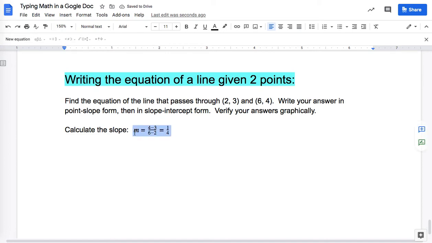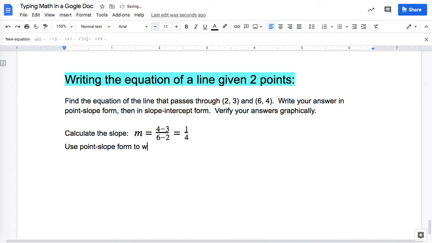If you want to make this larger, you can of course highlight it and increase that. So you've got that. Let's go back to the 11 that I had here, so it's not quite so pronounced. And we're going to use point slope form to write the equation.